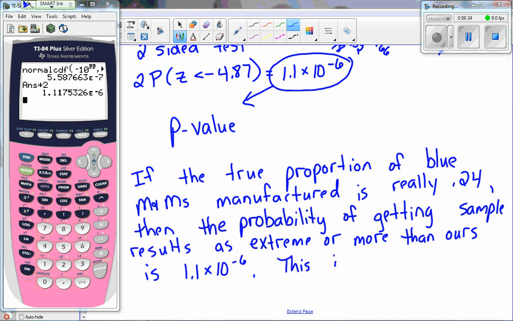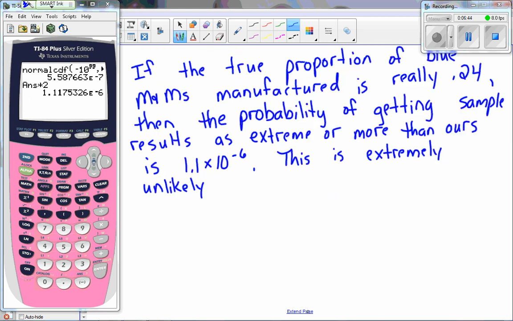This is extremely unlikely. Okay, remember what the claim was. Because our p-value is so low, it is so unlikely that if the true proportion is really 24%, it's so unlikely for us to get sample results like we did that we could then say that the proportion that the company claims must not be true. So this is extremely unlikely.